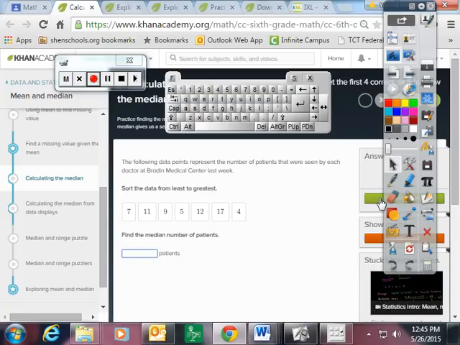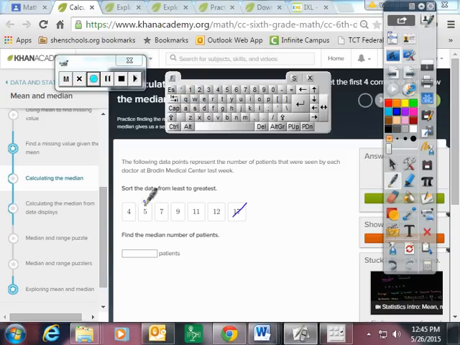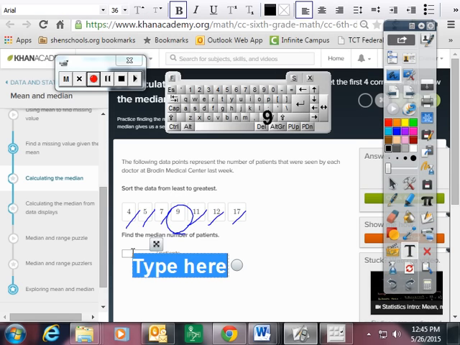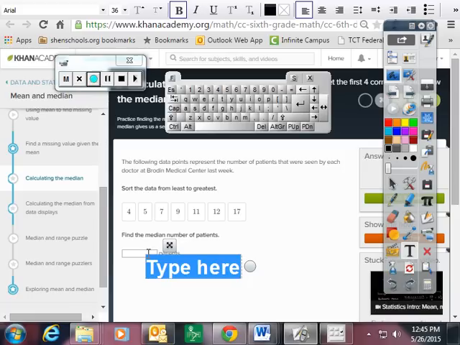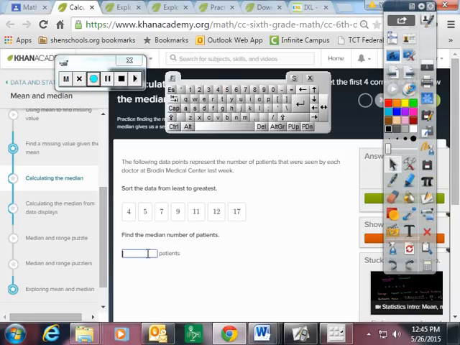The following data points represent the number of patients that were seen by each doctor at Broaden Medical Center last week. Okay, again, I'm going to order them least to greatest. And I'm going to cross them out till I get to the middle. Okay, and I'm going to say this is 9. Oops. Let's try that again. Perfect.